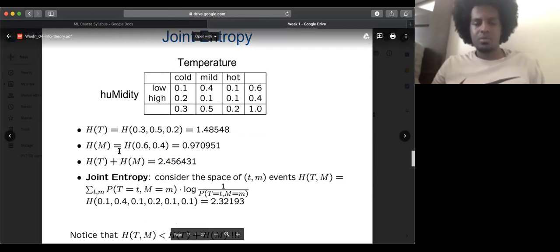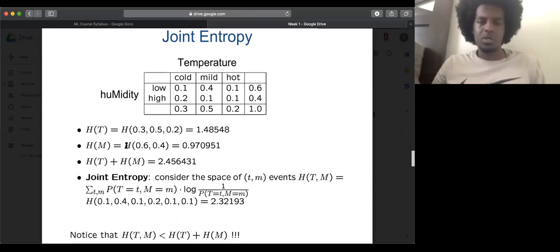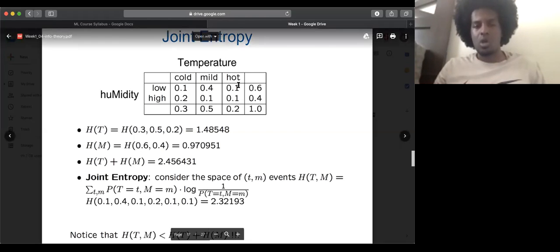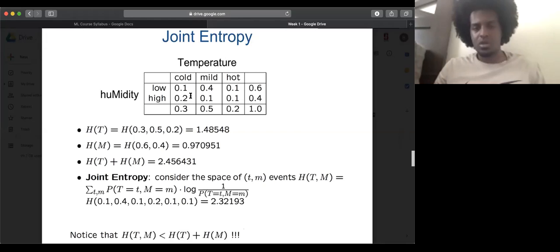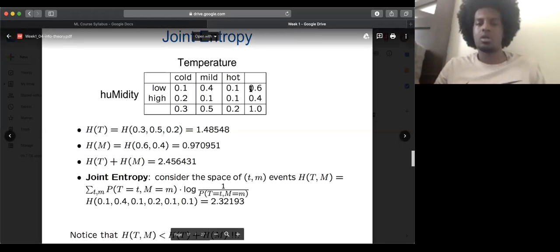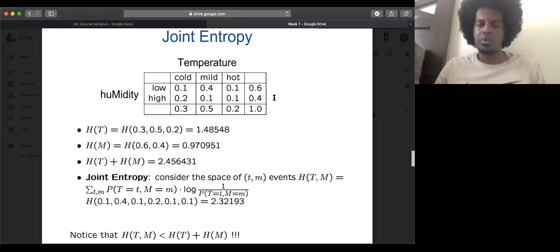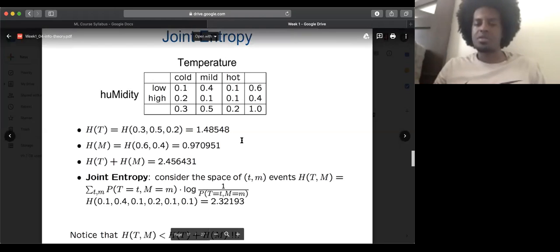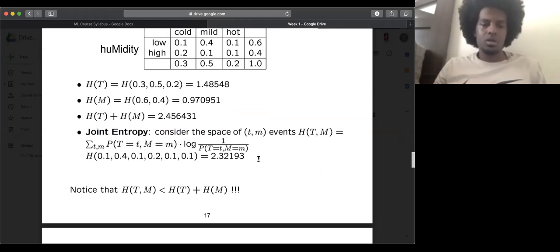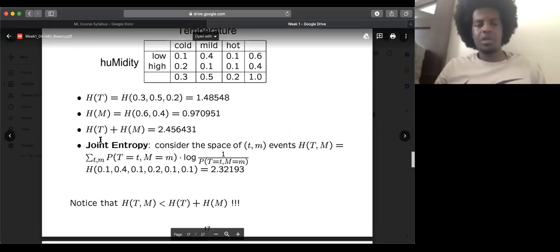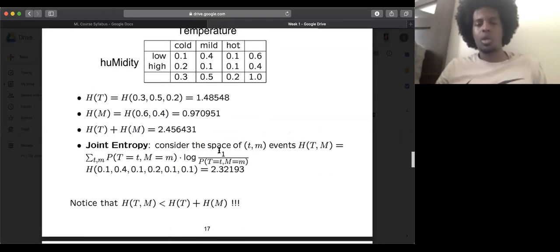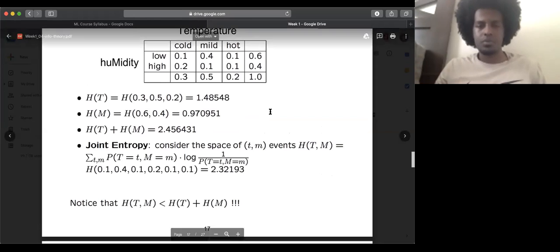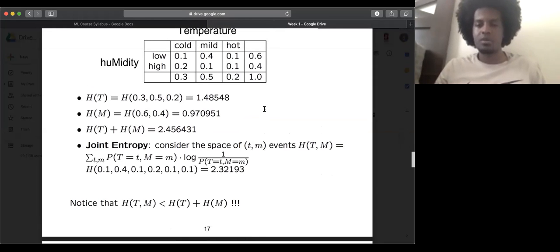H of M, so the H of humidity, would be the humidity that you experience across all temperatures, low humidity versus high humidity, right? So for low across all the temperatures, you get 0.6. And for high, when you add all the different temperatures across, you get 0.4. So you see that it's 0.97. And so they do the sum of H of T plus H of M to get the total entropy of the event space. So that's 2.45.